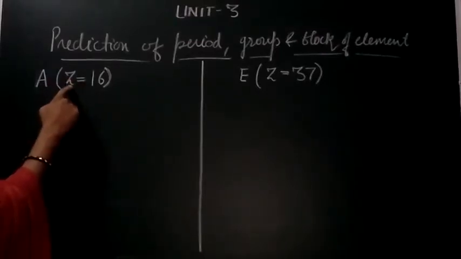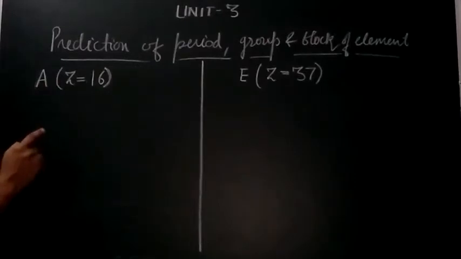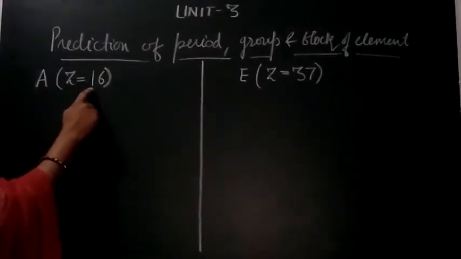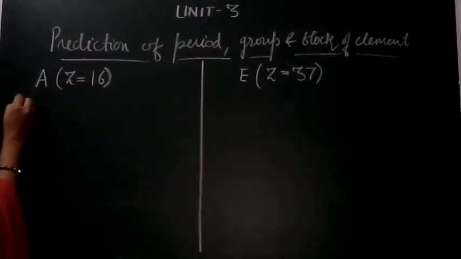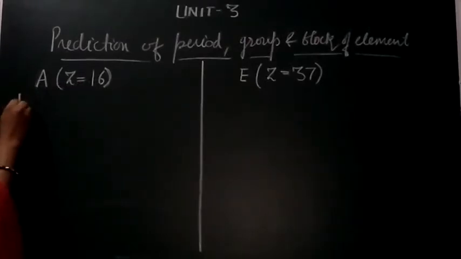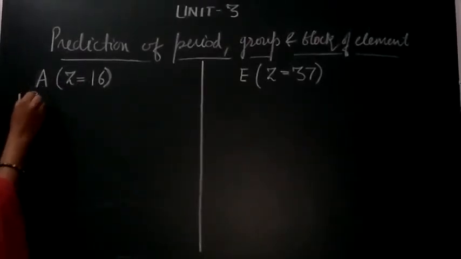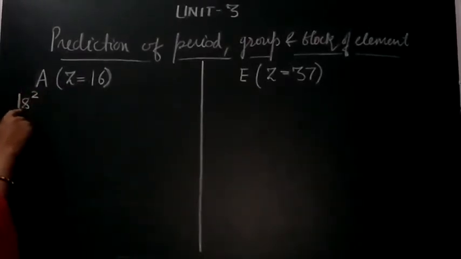You have to first write down the electronic configuration, which was the first step. The atomic number is 16, so you will write down the configuration of it. You can write it in the expanded form also.